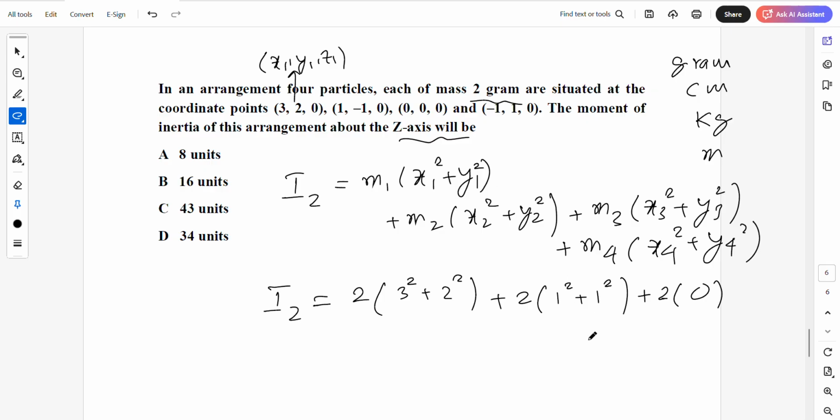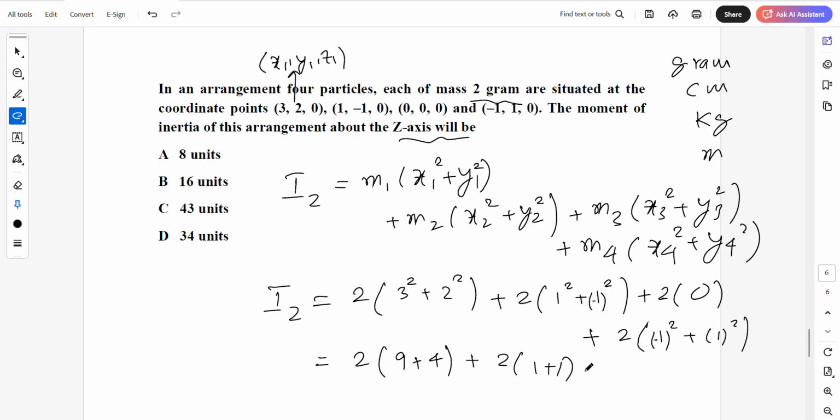No contribution, because everything is 0, it is lying on the origin. Plus m4, 2 into minus 1 the whole square plus 1 the whole square. And here also, in the second case, 2 into 1 the whole square plus minus 1 the whole square. Now we will just calculate 2 into 9 plus 4 plus 2 into 1 plus 1 plus 0 plus 2 into 1 plus 1 is 2.